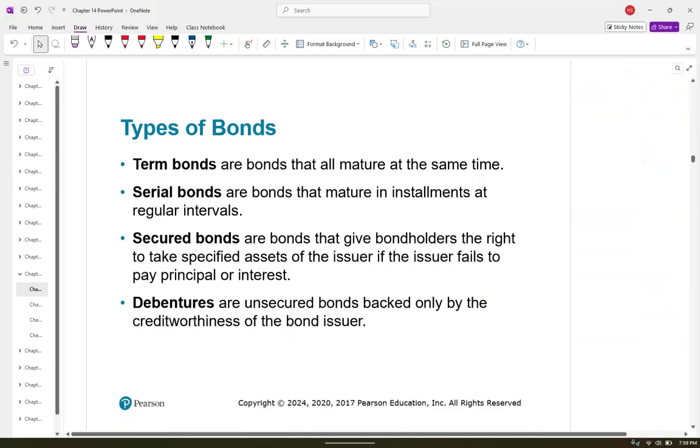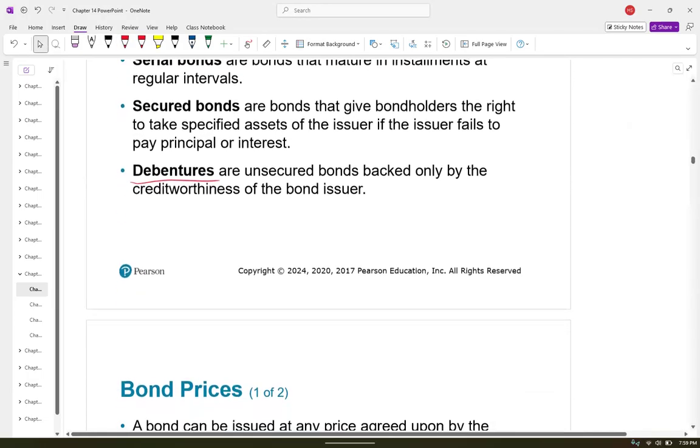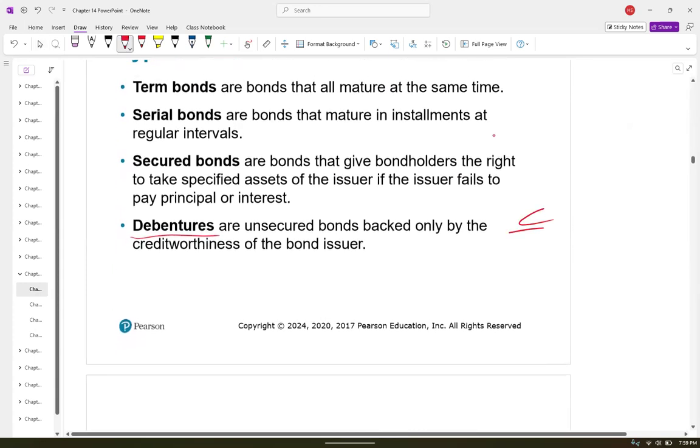We could have several different types of bonds. We can have term bonds, which all mature at the same time. We have serial bonds, where they mature in different installments. Secured bonds have some kind of asset backing them. A lot of bonds are just what they call debenture bonds. Those are unsecured. They're backed only by the creditworthiness of the issuer. Interest rates are going to be higher on something like that that has no backing.